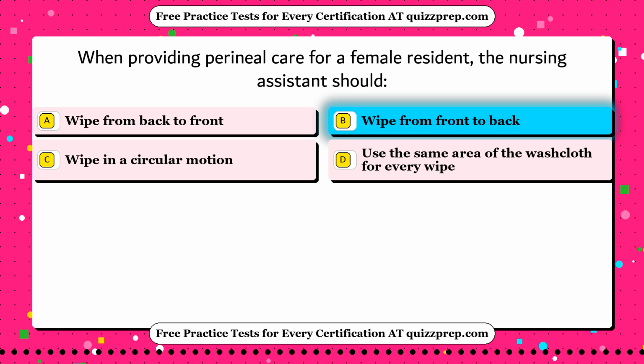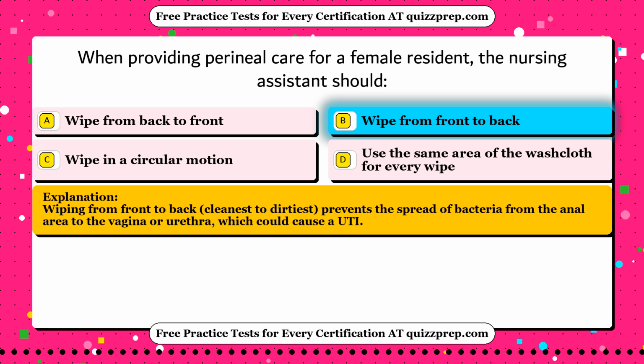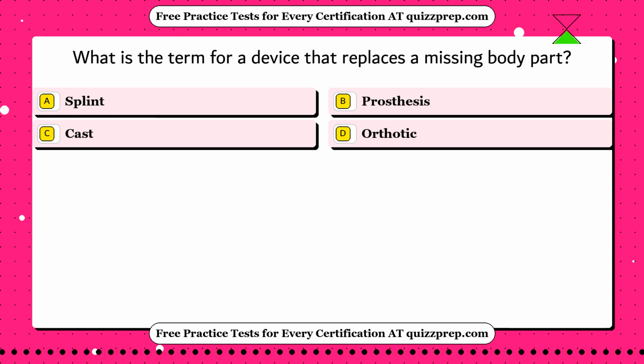The correct answer is option B. Wipe from front to back. Wiping from front to back, cleanest to dirtiest, prevents the spread of bacteria from the anal area to the vagina or urethra, which could cause a UTI. Question 16. What is the term for a device that replaces a missing body part?